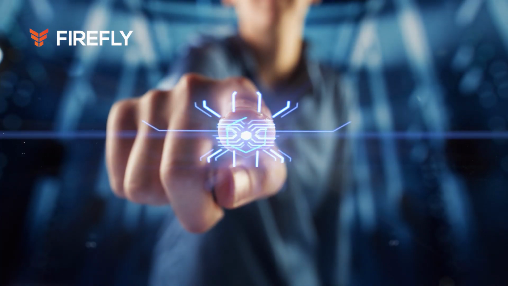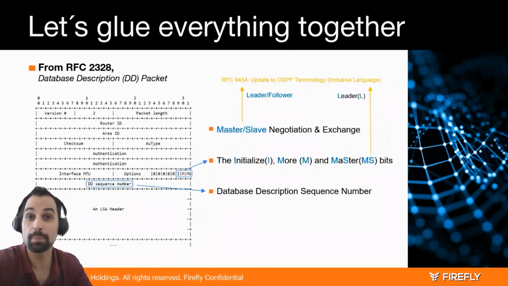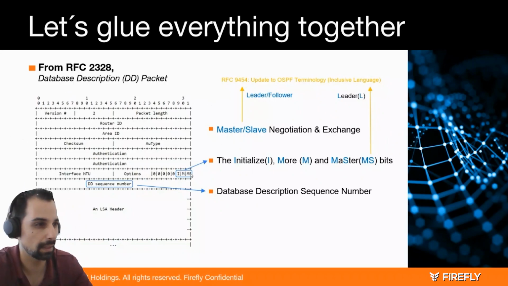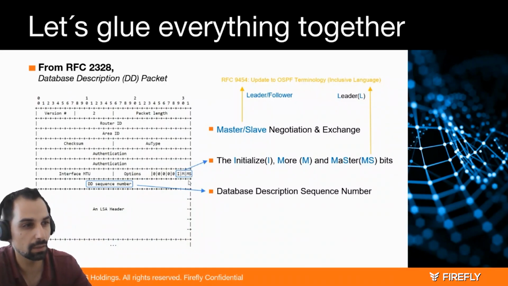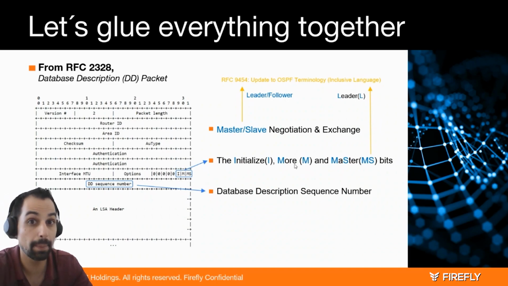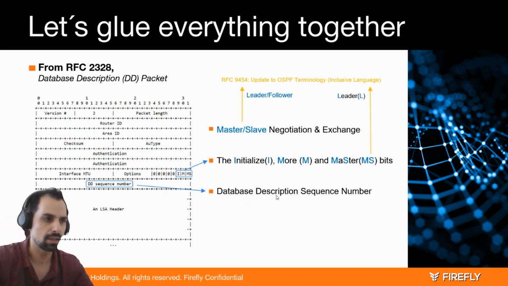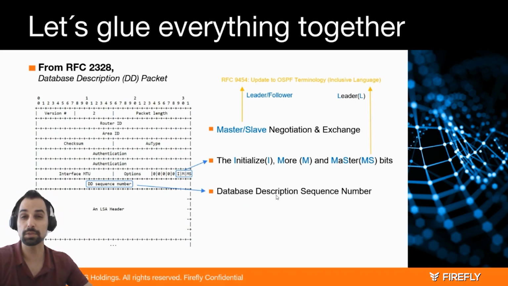All right, so before we jump into the packet capture, I want you to take note of this database description packet, particularly these option bits: the I bit, the initialize bit, the M bit, the more bit, and the MS bit, the master bit, and this DD sequence number, the database description sequence number. So where does this come into play?